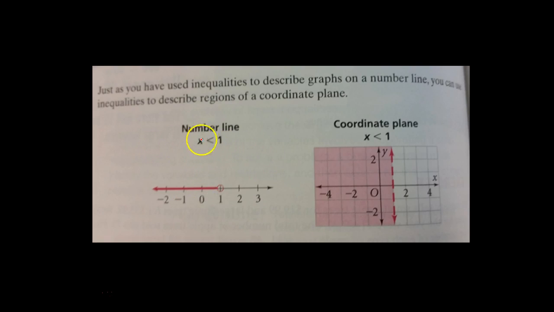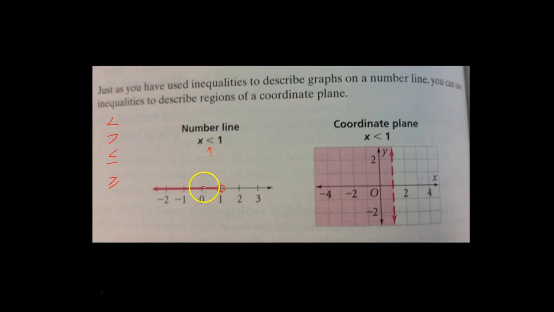In prior chapters, you have been given an inequality, which involves these four signs: greater than, less than, greater than or equal to, less than or equal to. What you have previously done is put a mark here. Here we have an open circle, and the reason it was an open circle is because this was not equal to, meaning 1 was not a solution to this problem.